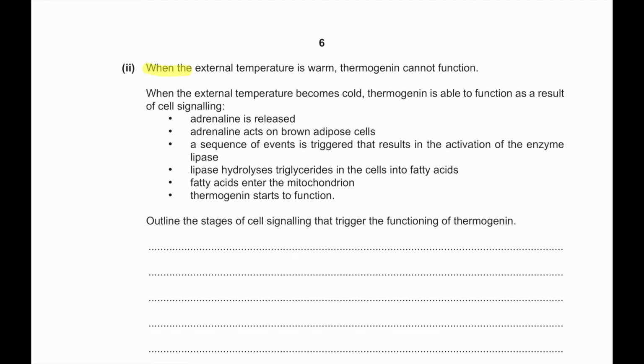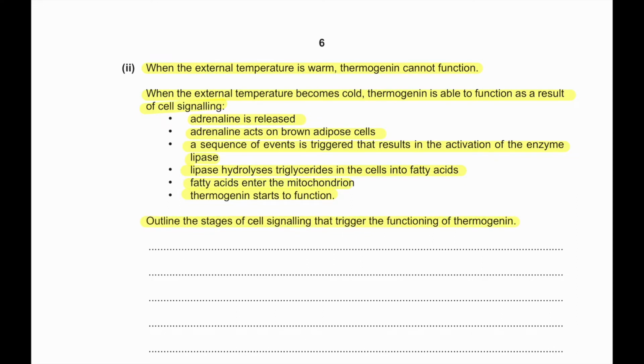Part 2. When the external temperature is warm, thermogenin cannot function. When the external temperature becomes cold, thermogenin is able to function as a result of cell signaling. Adrenaline is released. Adrenaline acts on brown adipose cells. A sequence of events is triggered that results in the activation of the enzyme lipase. Lipase hydrolyzes triglycerides in the cells into fatty acids, which can enter the mitochondrion. Thermogenin then starts to function. Outline the stages of cell signaling that trigger the functioning of thermogenin.